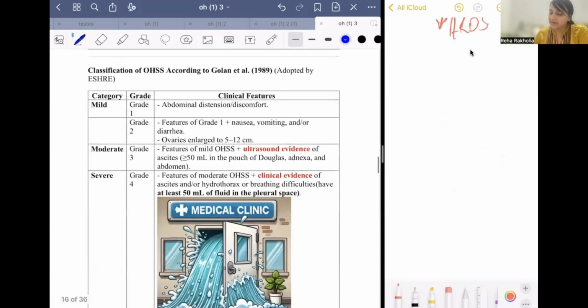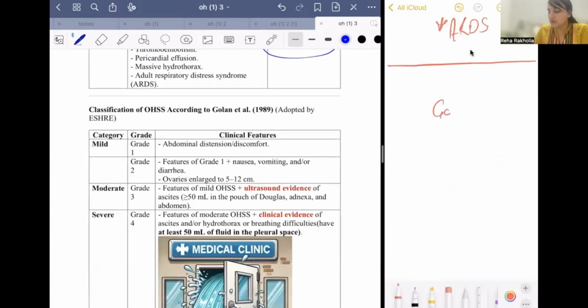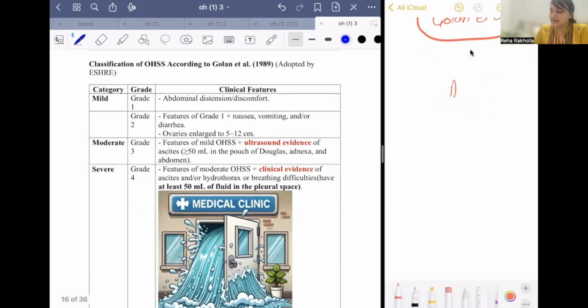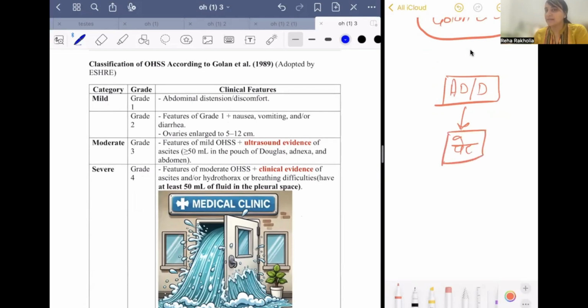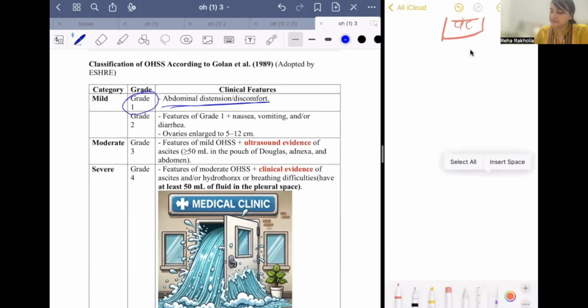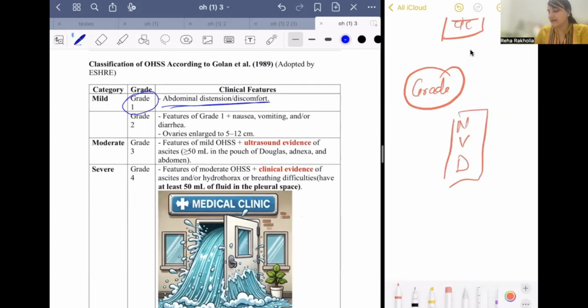Now we'll see the classification according to Golan et al. This was adopted by ASRM. Okay, so grade 1, there is abdominal discomfort and distension. पहले पेट भरना चाहिए ना, इसलिए पेट पहले भरना चाहिए, just for mnemonic. Okay, first requirement is हमारा पेट भरना चाहिए. So grade 1 is abdominal distension and discomfort. Grade 2 is grade 1 plus nausea, vomiting and diarrhea and ovarian enlargement 5 to 12.